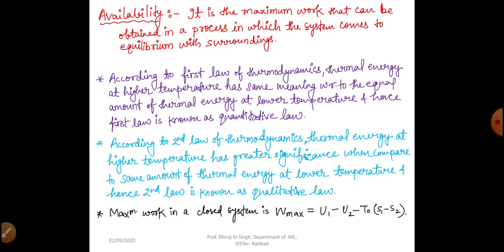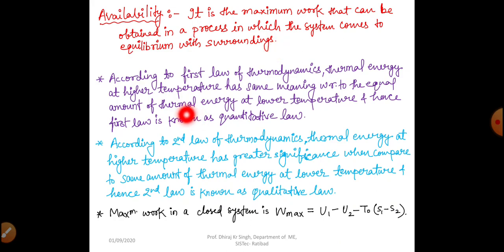What is availability? As we have discussed earlier about available energy, it is the maximum work that can be obtained in a cycle. Similarly, availability is the maximum work that can be obtained in a process in which the system comes to equilibrium with surrounding.